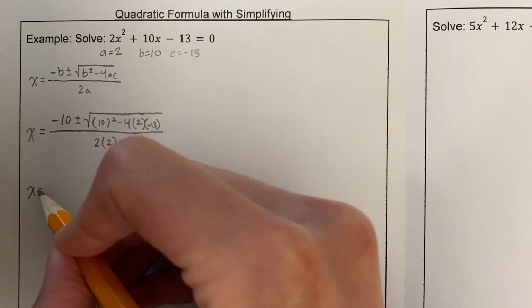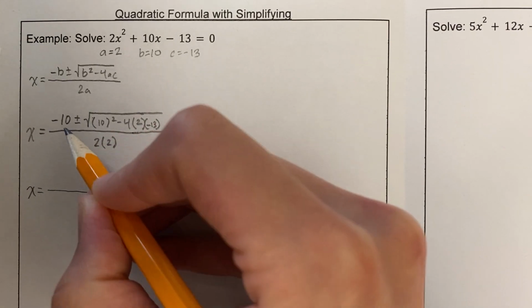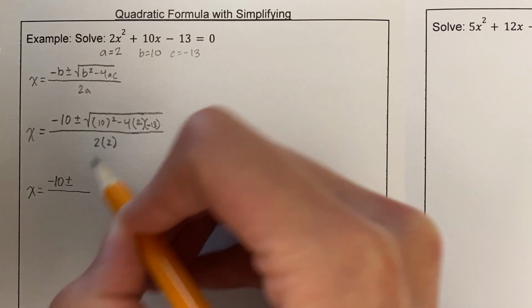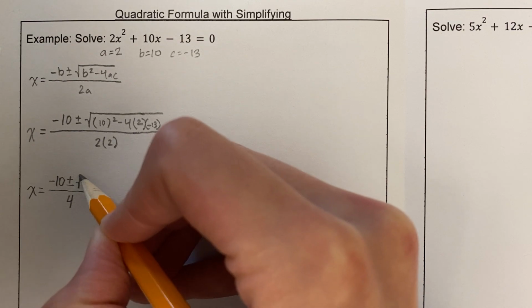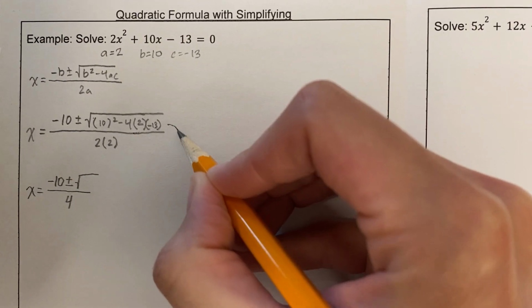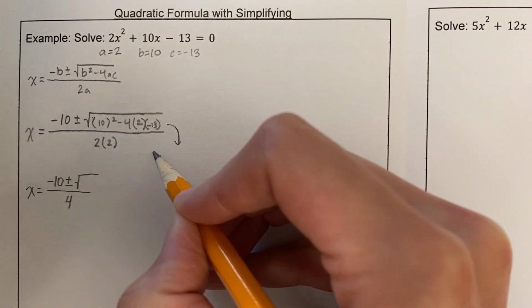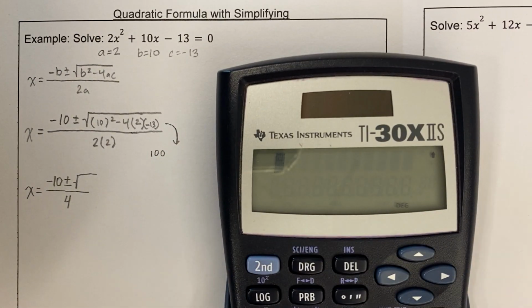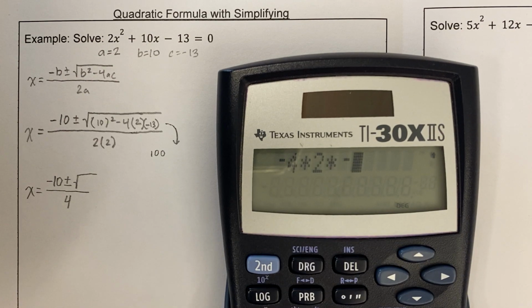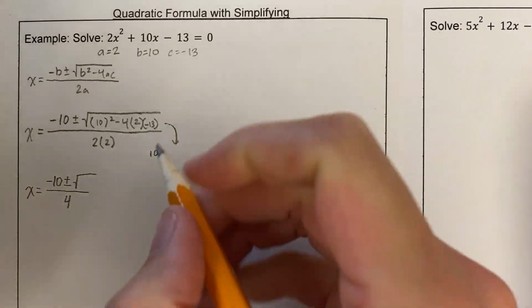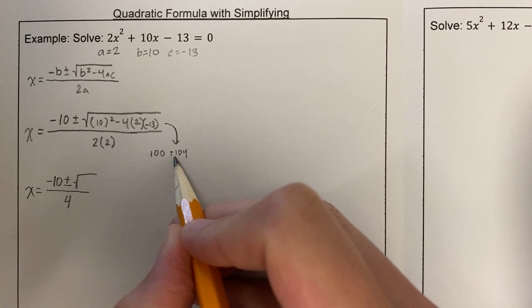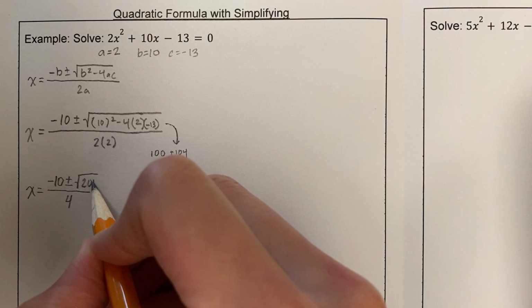Okay, next piece. I'm going to simplify, right? I'm just going to bring down negative 10 plus or minus. I'm going to bring down 2 times 2 is 4. And then here, I'm going to need 2 steps. 10 squared is 100. And then I'm going to put in my calculator, negative 4 times 2 times negative 13, and I get positive 104. So I'm going to write plus 104. And then when I add those together, this is 100 plus 104, that's 204.